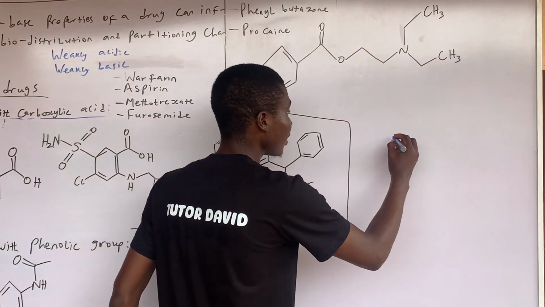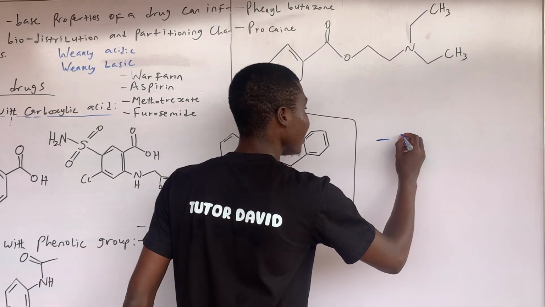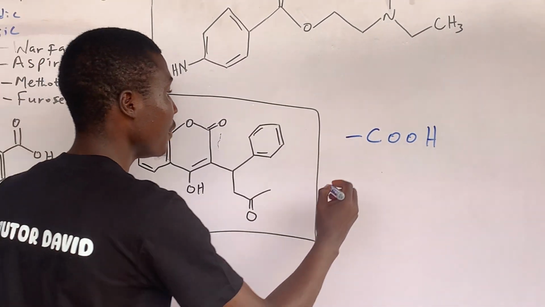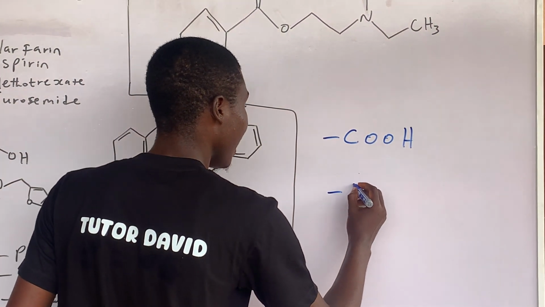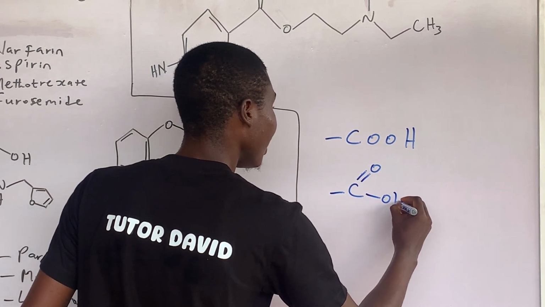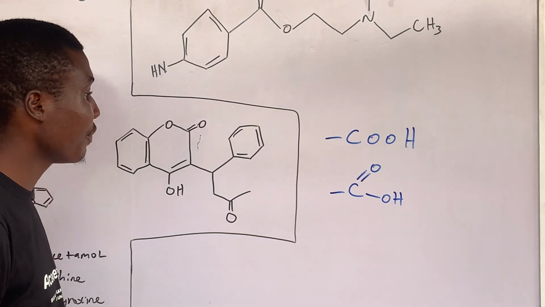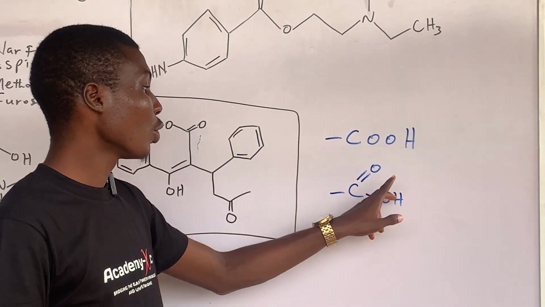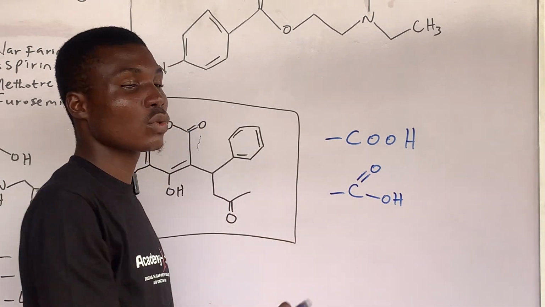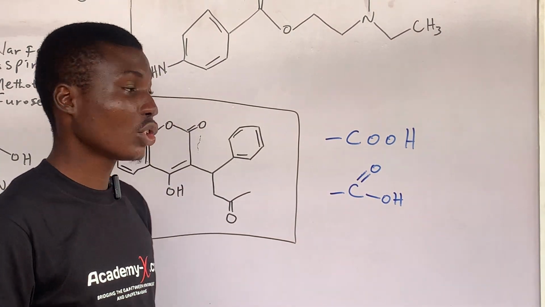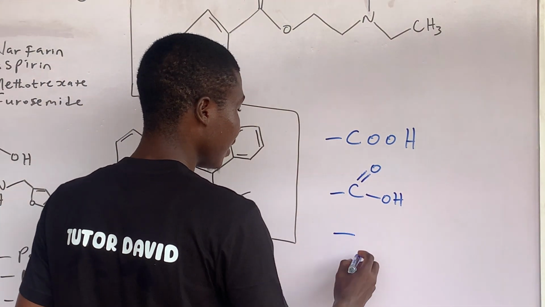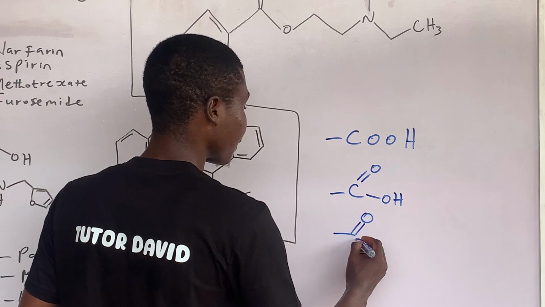The carboxylic acid group is written as COOH. In form of structure, this appears as C double bonded to oxygen and single bonded to OH. So anytime you find a group that has carbon double bonded to oxygen and single bonded to OH, that particular group is known as the carboxylic functional group. You could also find this written like this.